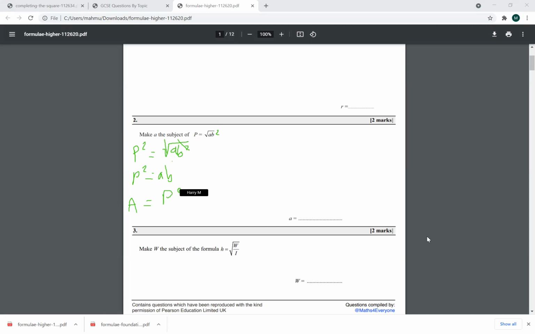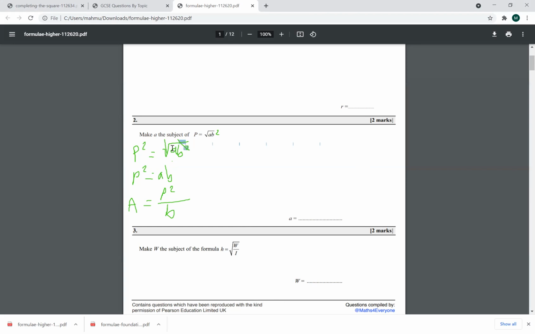Would it be P squared times B? No. Explain to me why it's times. Divide. Yes, divide. So it's p squared over b. That's it. That's why it's 2 marks. They're not asking you for anything difficult here. The hardest part is understanding.